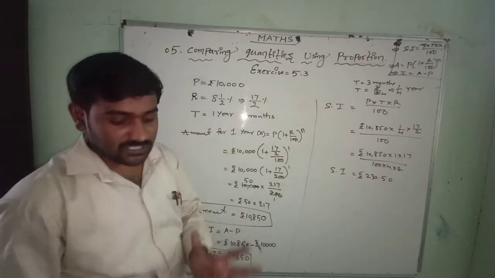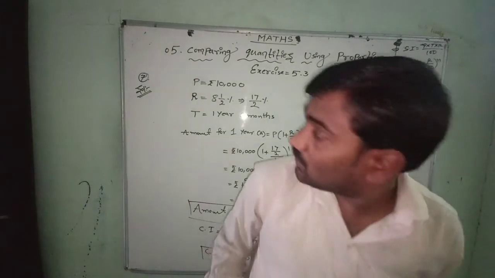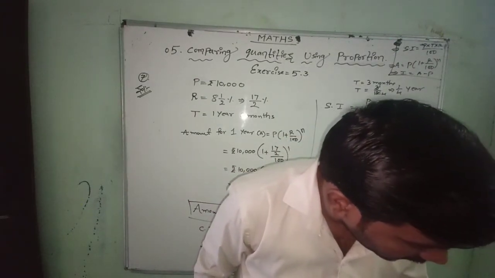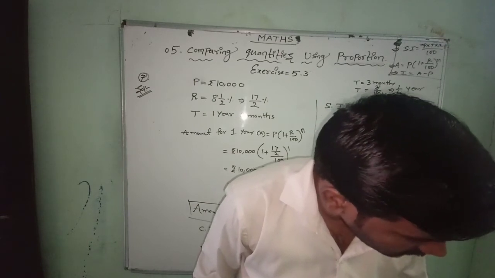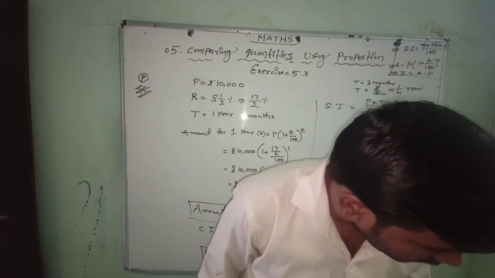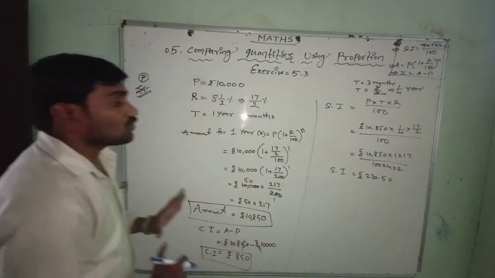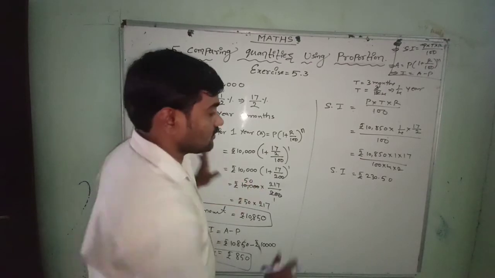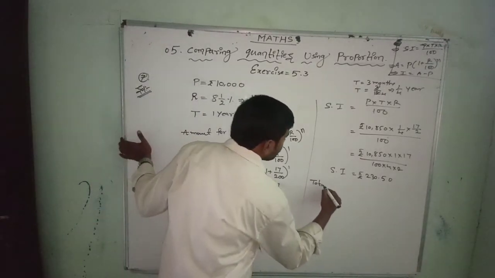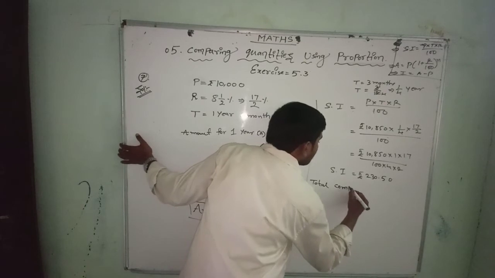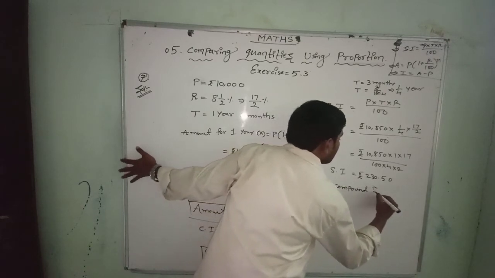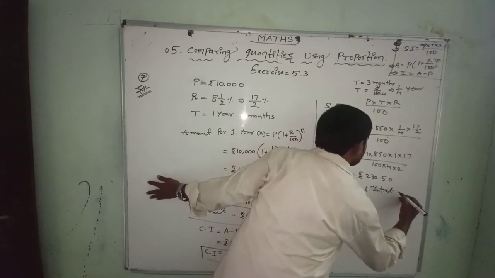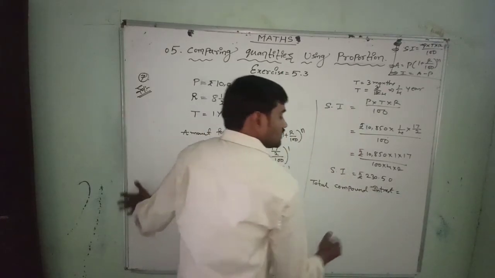Now total, how much interest is he paying? That is what he asked. Now question number 7. See, what did he say? For compound interest, when he paid 10,000 for 1 year 3 months, compounded annually. Find the compound interest. So what will be the total interest? The total compound interest he is charging.